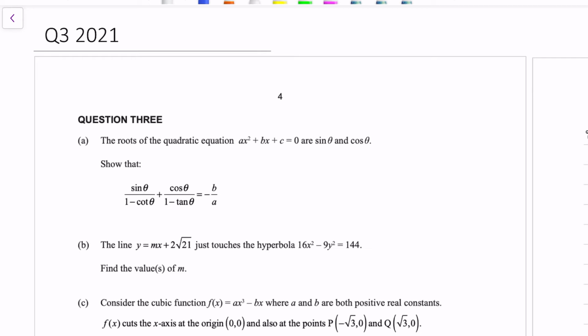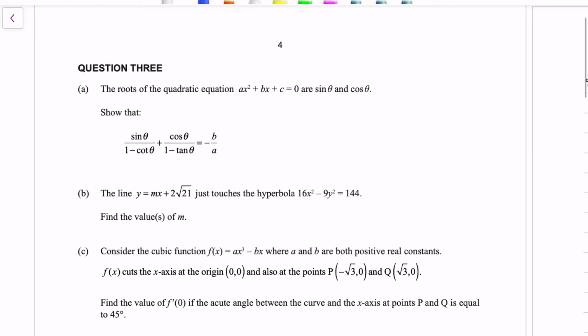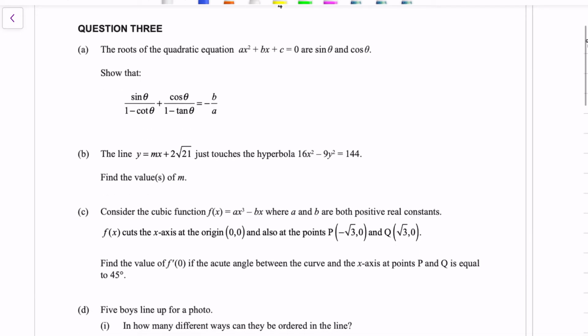Kia ora and welcome to this video on question 3 of the 2021 School Calc exam. There are 4 parts to this question. The first is a quadratic equation and we're needing to prove a trig identity to do with the roots. The second is a tangent question, which we're going to look at in 2 different ways. The third question is a fairly simple graphs problem where we're given the slope in the form of an angle.